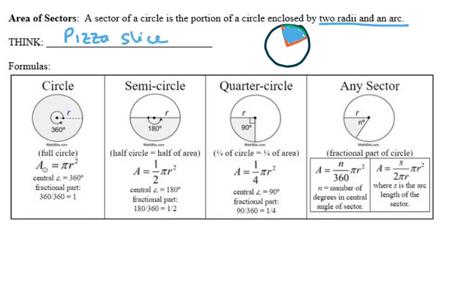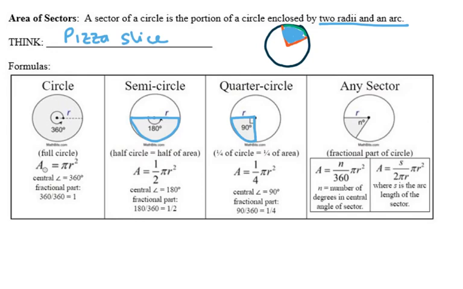Now, there are lots of formulas we could use to figure out the area of the sector. If we wanted to find the full circle, then that would be pi r squared. If our sector here was a semicircle or just half of the circle, then we're taking half of our full area. If we wanted to find a quarter of the circle or a quadrant, that's equal to 90 degrees. So we're taking our area and multiplying it by a fourth.